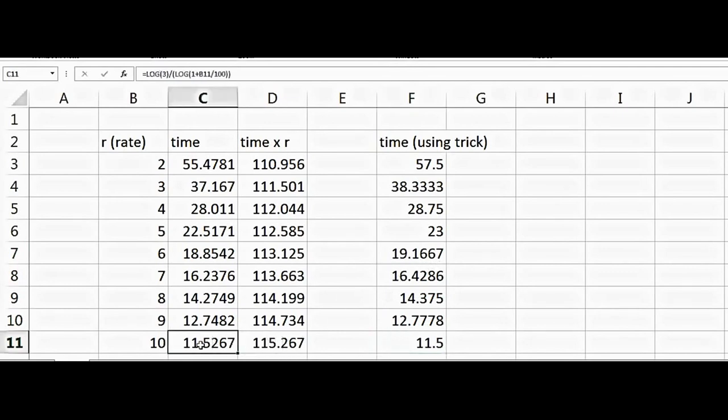So this is very close, it's 11.52, and this is 11.5. So if you use this trick, we don't get the exact number, but we get the approximation for the time it should take, and that could be very handy when you are thinking about different investments, and you wanna get a quick sense, or wanna get quick numbers in your mind.